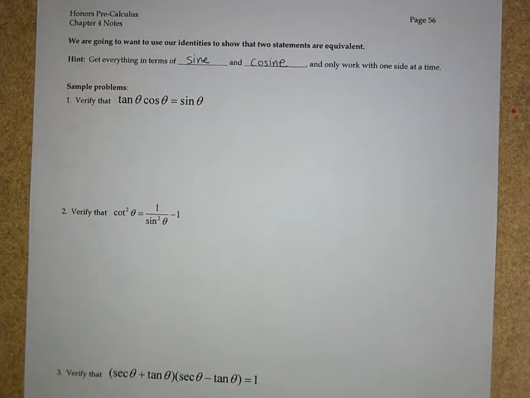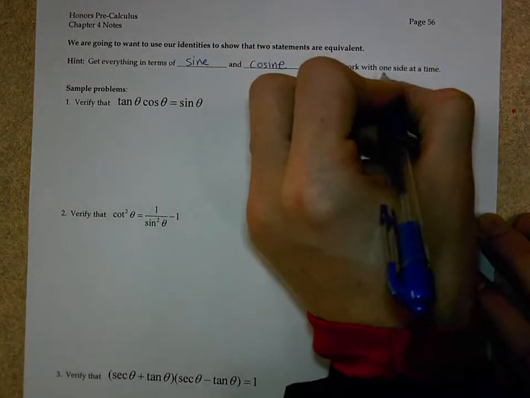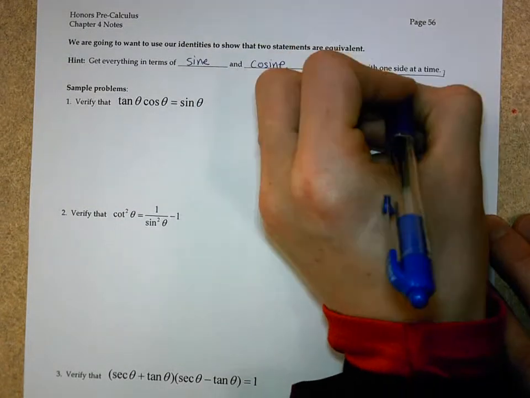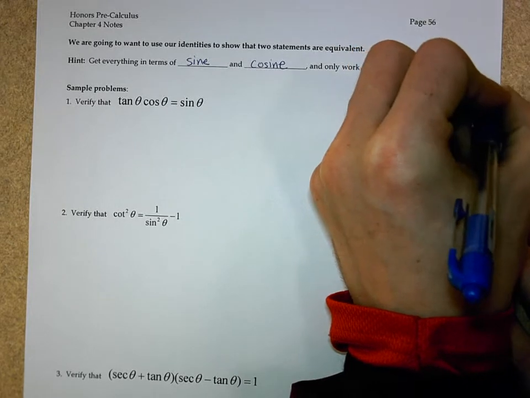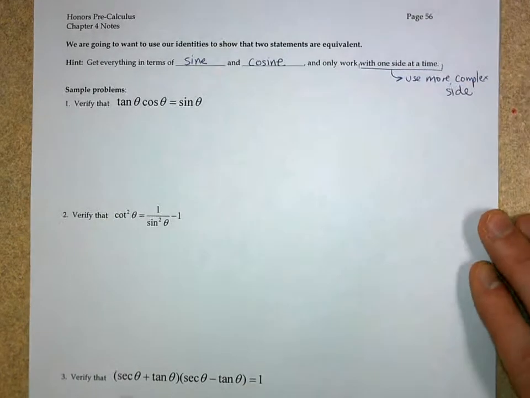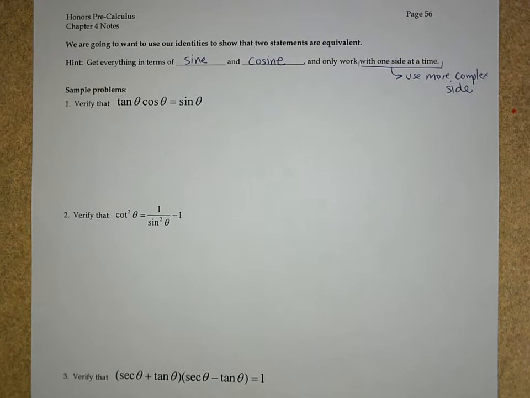This is not solving an algebraic equation. So I cannot move stuff from the left to the right, subtracting stuff from both sides or dividing stuff on both sides. I can only work on either the left side or the right side and do that for the entire problem. And a big hint here is when we work with one side at a time, we want to use the more complex side. So get everything in terms of sine and cosine and use the more complex side.